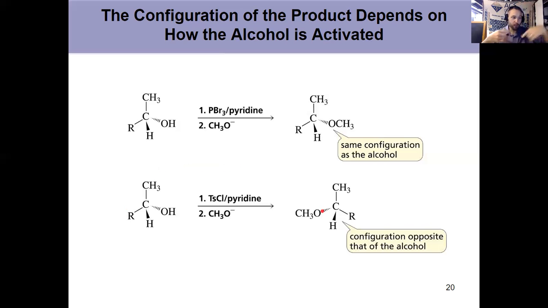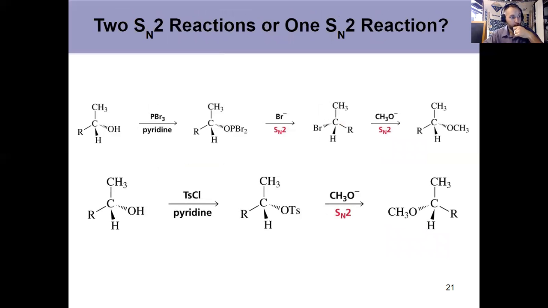That's because of the way the reactions happen. If you're doing the PBr3, the PCl3, or the SOCl2, it's two SN2 reactions. Let's say we're starting with R. We activate our leaving group, so we were R, we're still R. Then we bring in bromide, R to S, and then when we bring in a new nucleophile, we're back to R. So R to S to R. Two SN2 reactions means you end up with the final configuration that you started with.